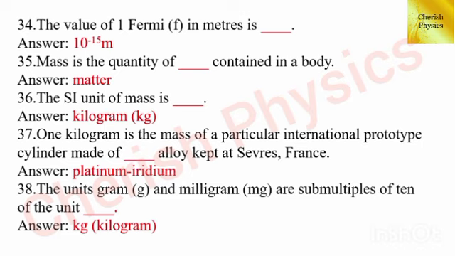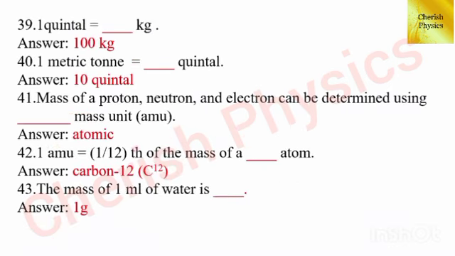Mass is the quantity of dash contained in a body. Matter contained in a body. The SI unit of mass is kilogram. 1 kilogram is the mass of a particular international prototype cylinder made up of dash alloy kept at Sèvres in France. Platinum iridium. The units gram and milligram are submultiples of 10 of the unit dash. Kilogram. 1 quintal is equal to dash 100 kilogram. 1 metric ton is equal to dash 10 quintal.